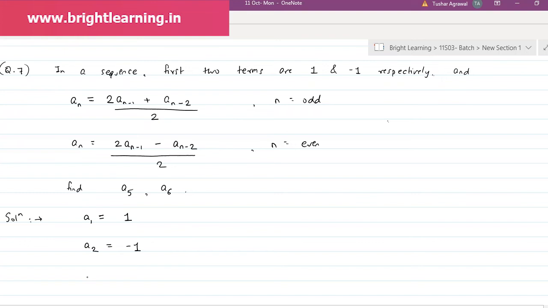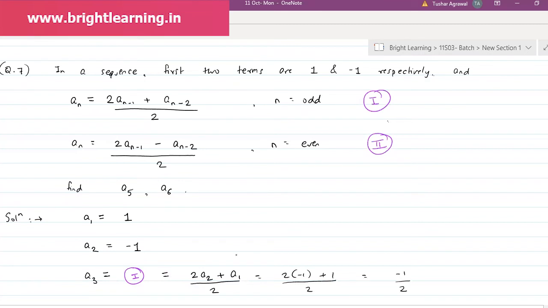So for A3, which formula will you use? You will use the first formula. Do you realize this? Because n is odd. So for A3, if we use the first formula, that gives us 2 times the previous term plus the previous to previous term, upon 2. So that will become 2 times -1 plus 1, upon 2. So A3 is equal to -1/2. Clear?